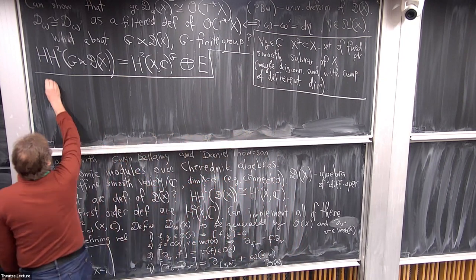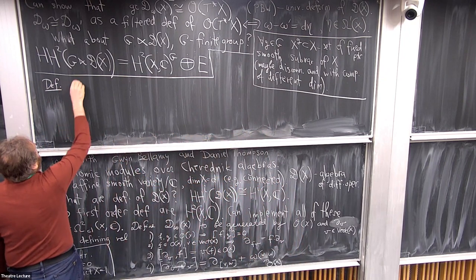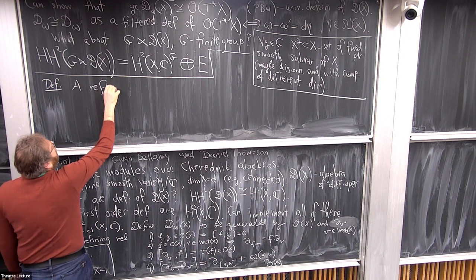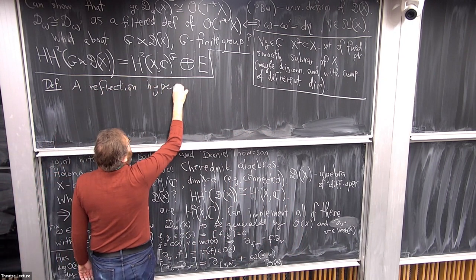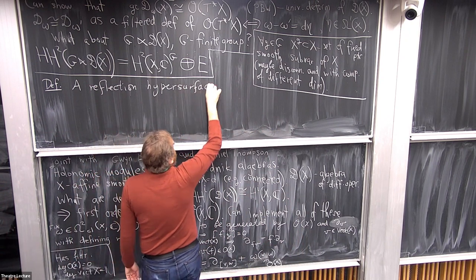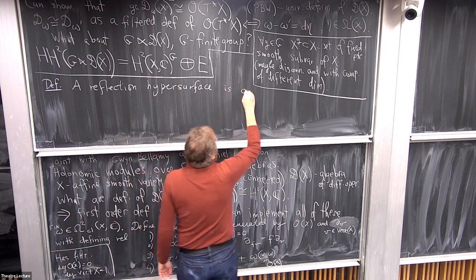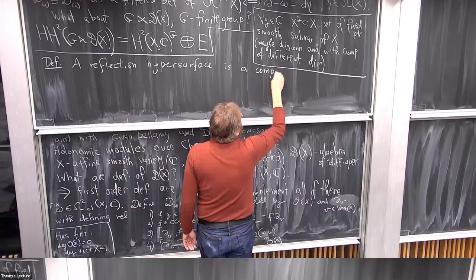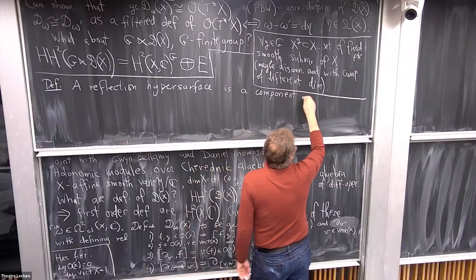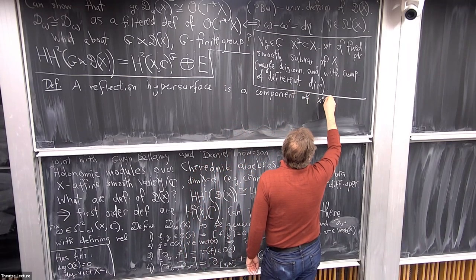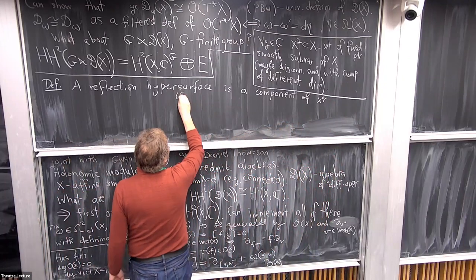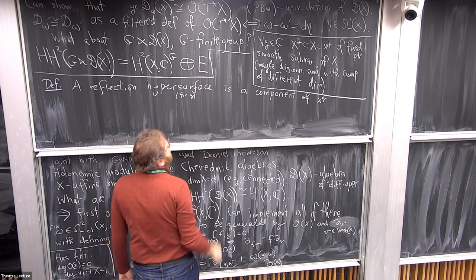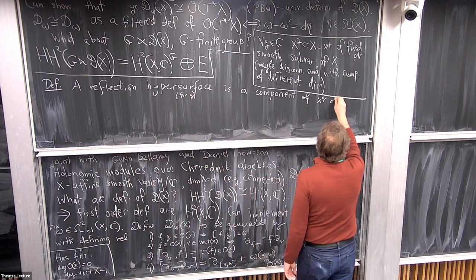Definition: a reflection hypersurface is a component of X^g, for g a component of X^g of codimension one.